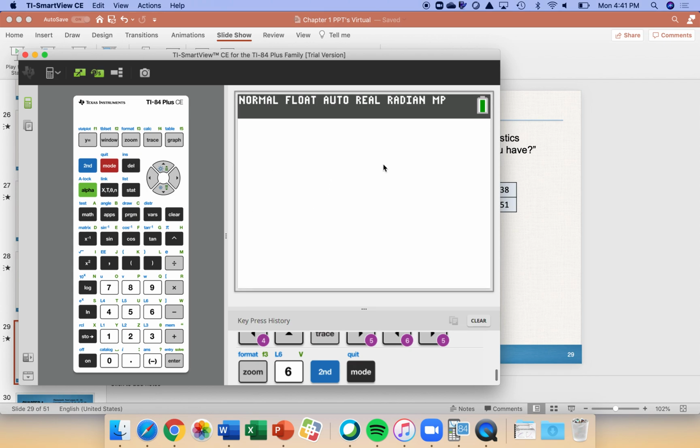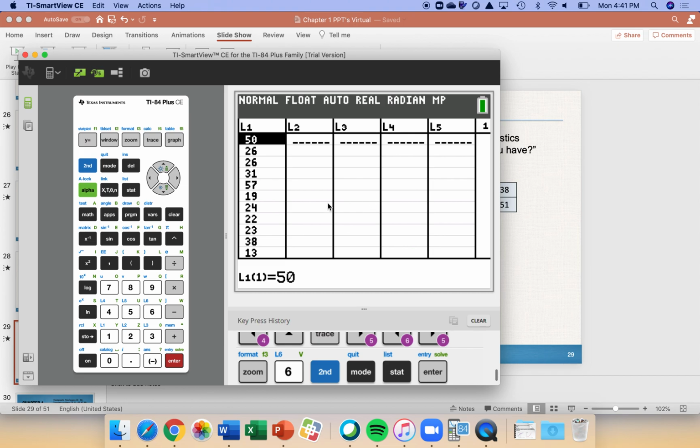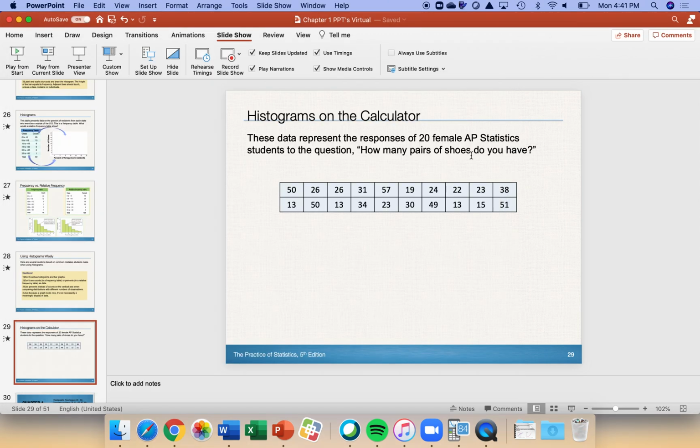When we are inputting data, we are going to hit Stat, which is right here. And then the first option is Edit, so we hit Enter. And now we can input data into any list we want. So I already have the data input into list 1. So I'm going to go back to the PowerPoint so you can see the data. At this point, you should pause the video so you can look at the data and input it into list 1.